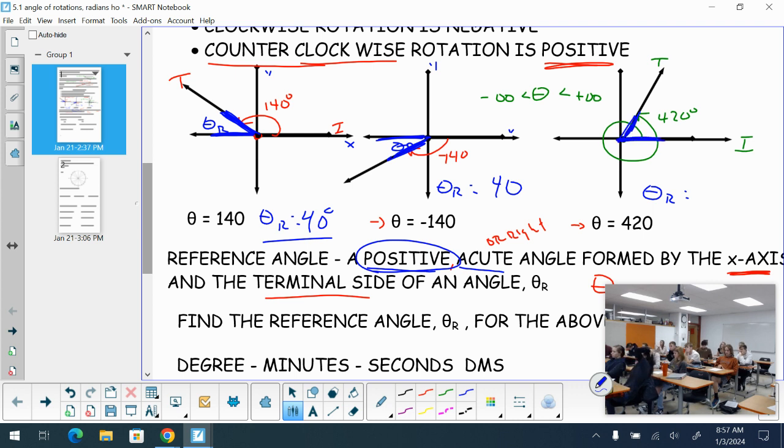X-axis, terminal side, theta reference. Last one, Jamie, would be what? 60 degrees. Because if I rotate all the way around one time, that's 360. We have to go an additional 60 degrees to get to the 420.